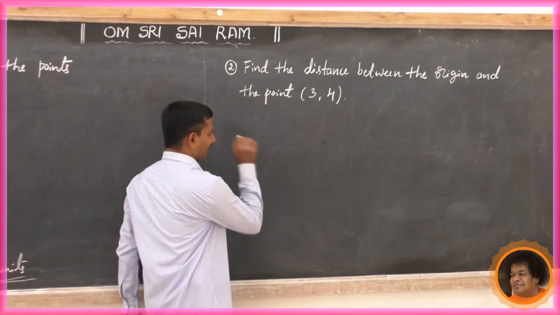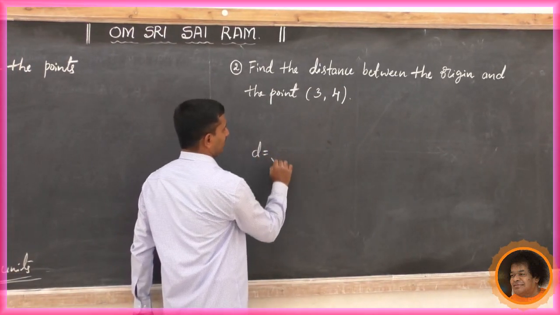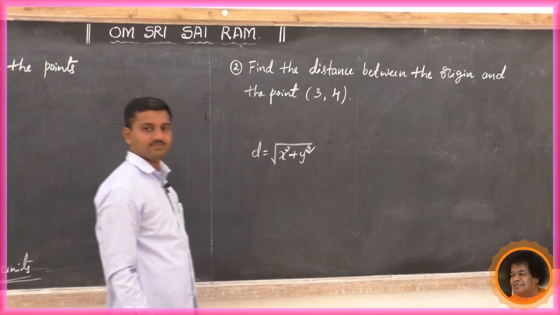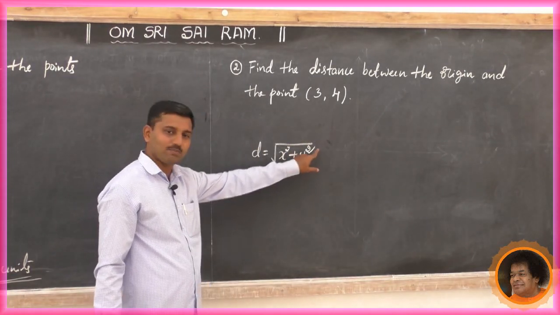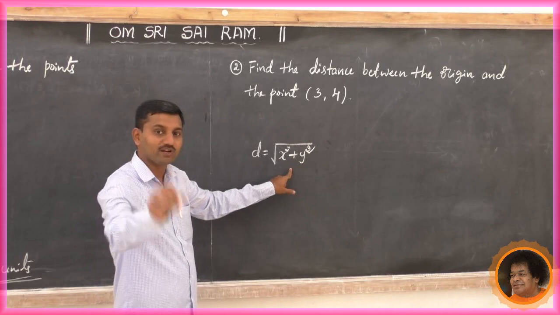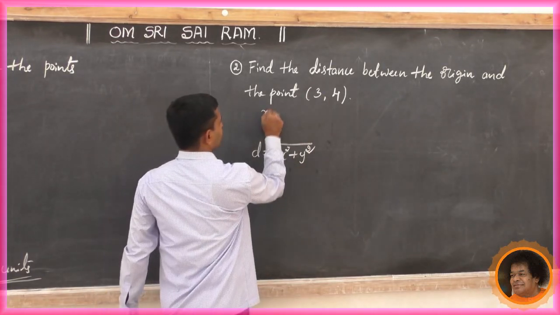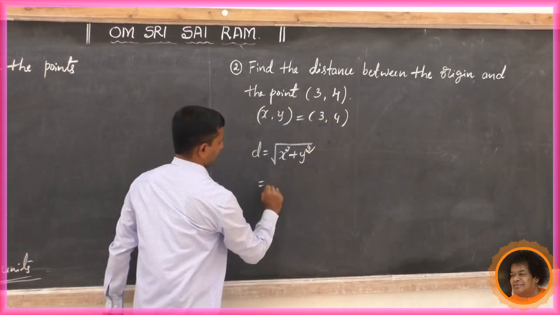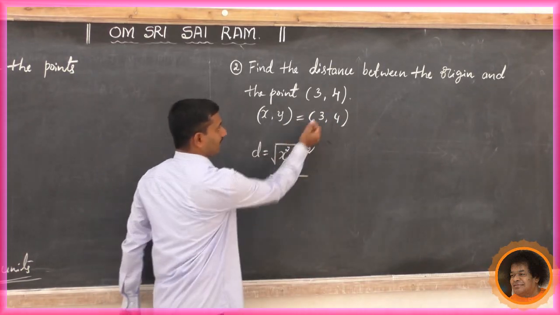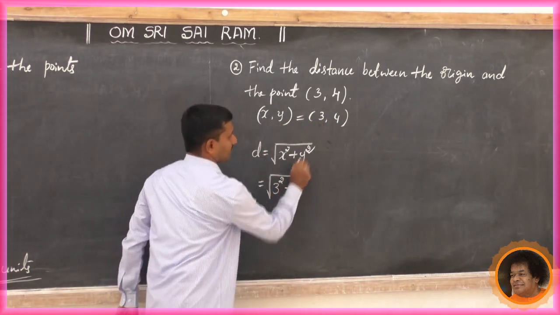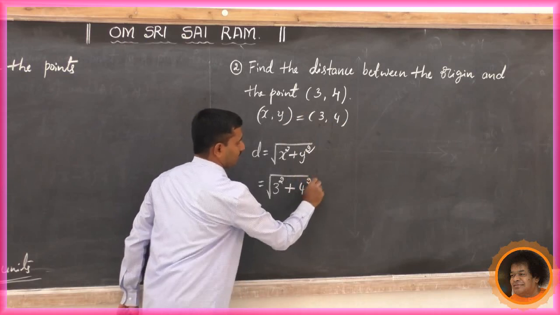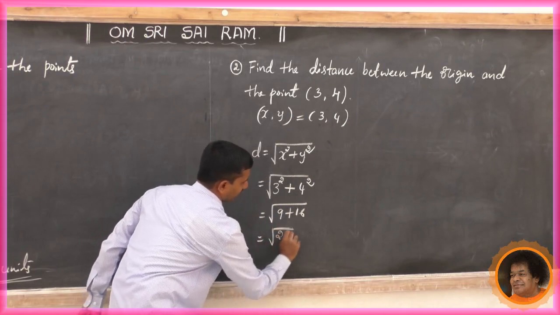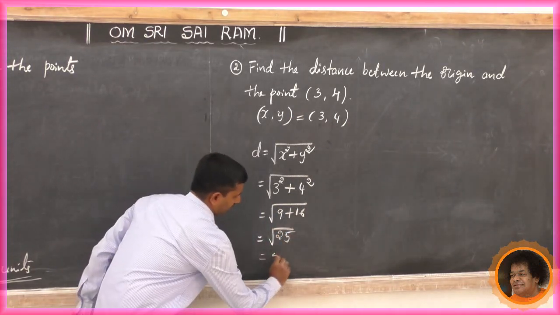So what is the formula? From the origin, what is the distance? So d is equal to square root of x square plus y square. This is the formula to find the distance from the origin. So here the point given, (x, y), is equal to (3, 4). Now substitute the values. Square root of x square, that is 3 square, plus y square, y value 4, that is 4 square. So which is equal to 3 square, 9, plus 16, equal to square root of 25. So the square root is 5 units.